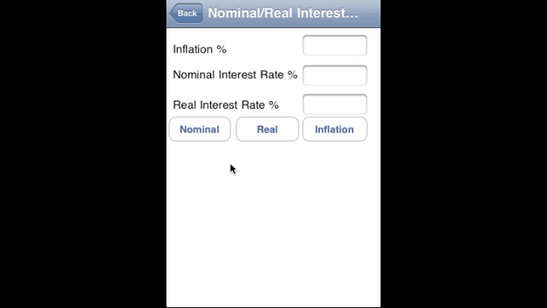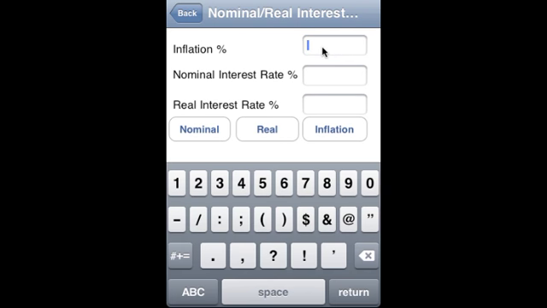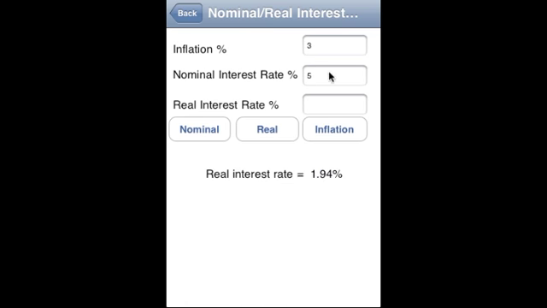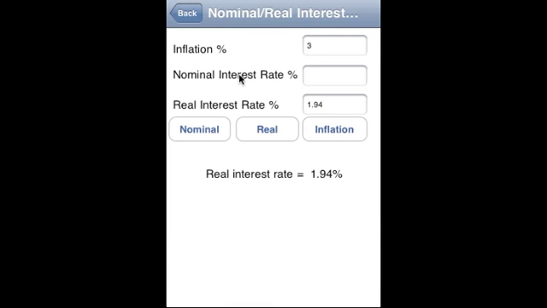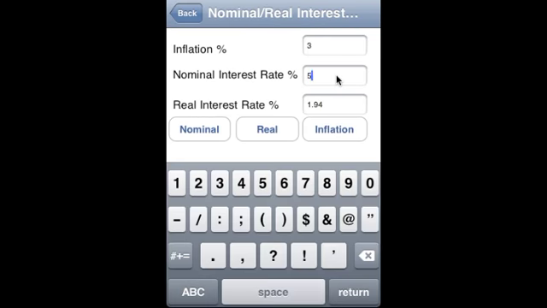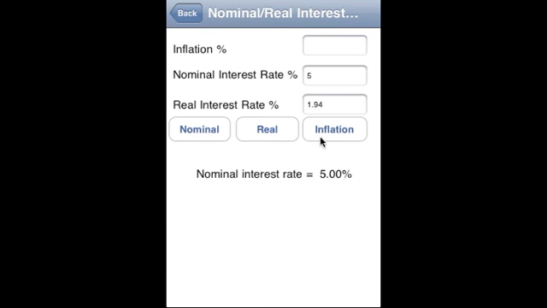Nominal and real interest rate. You can supply inflation, nominal interest rate, or real interest rate. As long as two are supplied, it will calculate the third one. So inflation is 3% and the nominal interest rate is 5%. What is the real interest rate? If 1.94 is the real interest rate, what is the nominal interest rate? If 5% is nominal and 1.94 is real, what is the inflation?